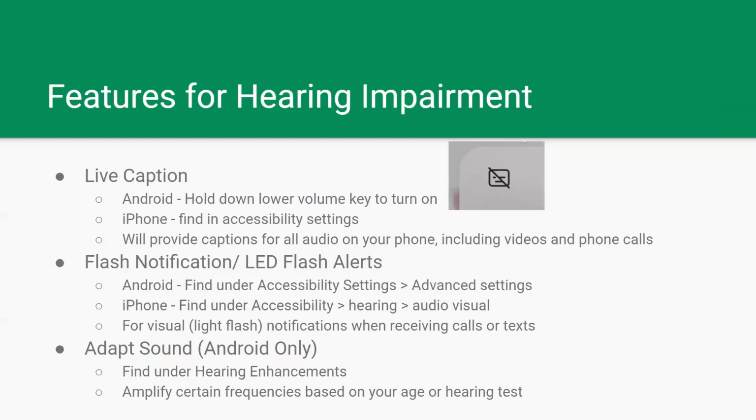Next are some examples of features for people with hearing impairments. The first one is live caption, which is a feature for both Android and Apple phones, but finding these features are very different on each type of phone. For iPhone users, live caption can be found in the accessibility settings for hearing impairments, similar to the features we have seen so far. For Android users, you will need to hold down the lower volume key.